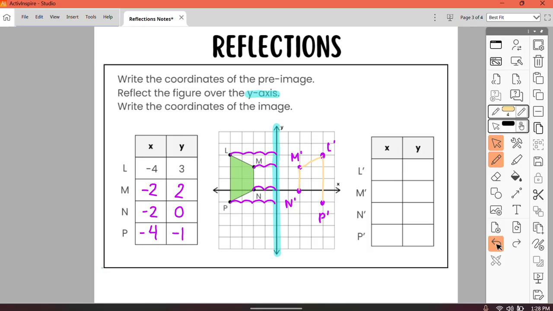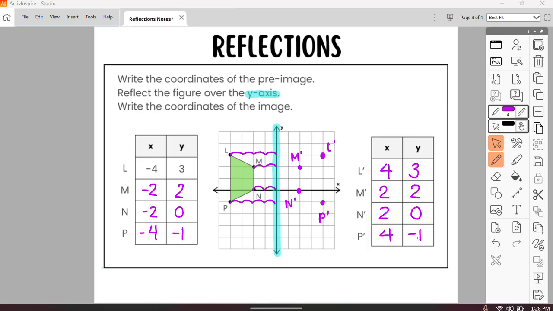So I'm going to erase those. And then I'm going to write down the new coordinates in this table. And I'll be right back. All right, so I have written down the new coordinates for the reflected trapezoid.